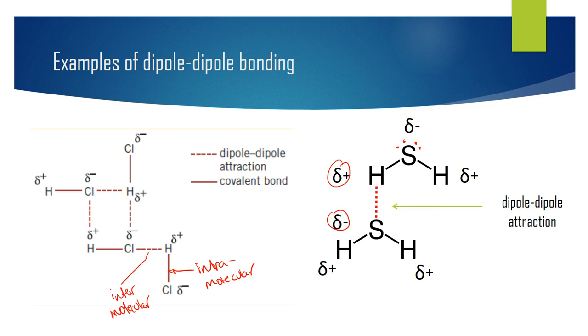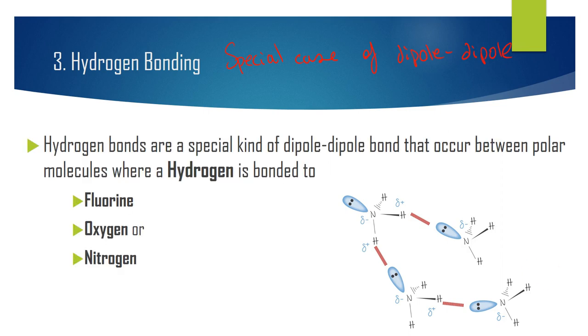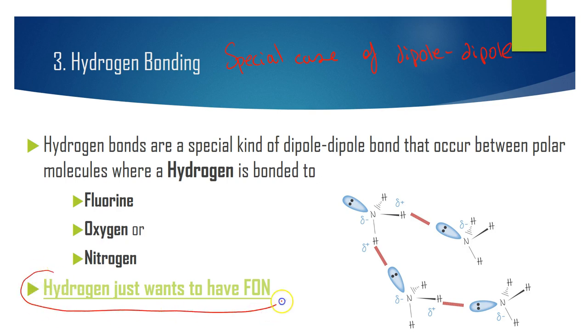There is the third type that we said we needed to cover though, which was hydrogen bonding. Now, hydrogen bonding is a special case of dipole-dipole. Essentially this special case is because the electronegativity difference is so high that we get much stronger bonds. These are hydrogen bonds, which occur between polar molecules where hydrogen is bonded to fluorine, oxygen, or nitrogen. Miss Greenwood-Smith has pointed out to me that the easiest way to remember this is just hydrogen just wants to have fun, which I think is a kind of cute way to remember it.